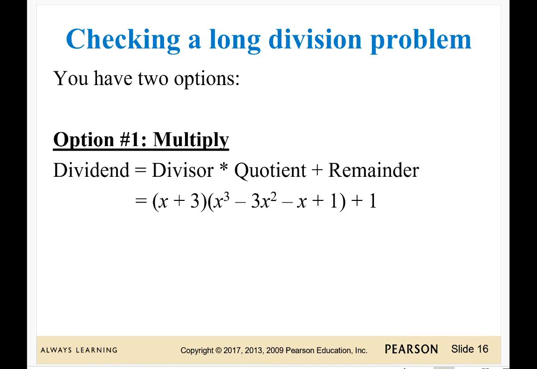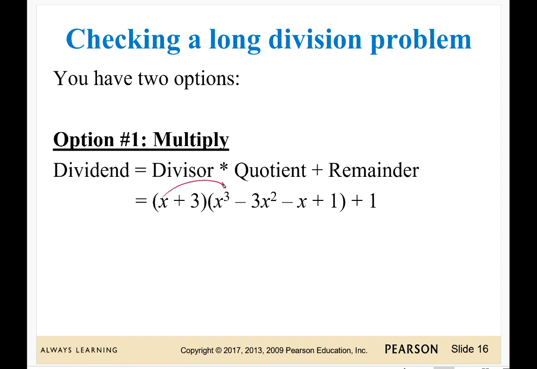All right, so again, just to remember, when you're checking long division, you have your two options. Remember, it's divisor times quotient plus a remainder if you have any. So like this last problem, let's just do the check on that last problem. Here was my divisor, here was my quotient, here was my remainder. Okay, so you can multiply this out.